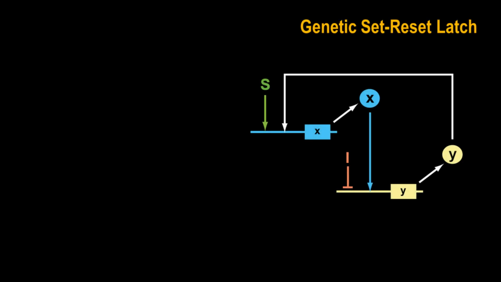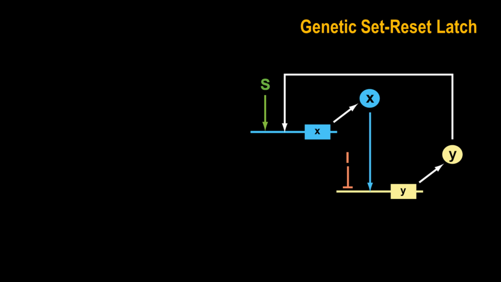I have implemented this set reset latch in a genetic circuit of 2 genes. S is the set signal. It induces the production of X. X induces the production of Y. Y in turn works as a positive regulator of the expression of X. So this is a positive feedback that we need in the latch. Y is also the output of our latch. Expression of Y is inhibited by I, an inhibitor. This is the reset signal of the latch.